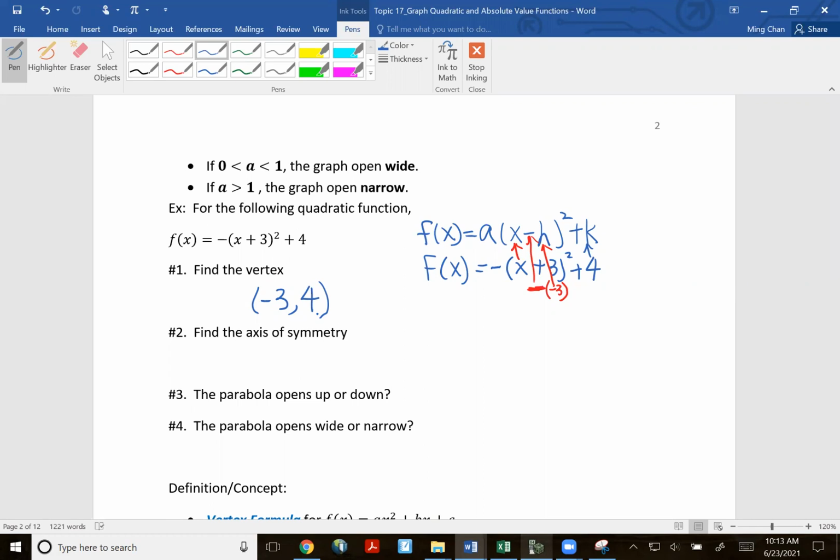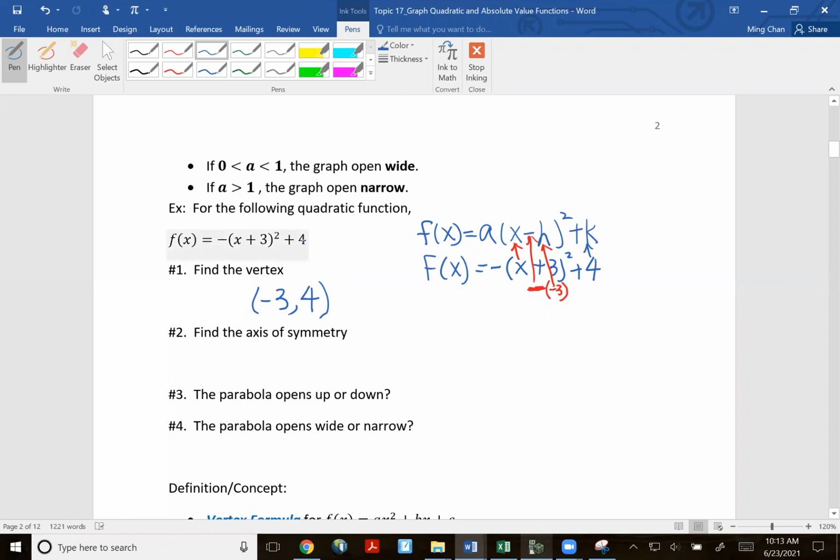I kind of mentioned that before, without using the word vertex. That's how I can look at a function sometimes and know exactly where it's shifted to, because in the general form, the h and k tell me what they shifted to. The axis of symmetry is a vertical line. It's a vertical line that cuts through this parabola.